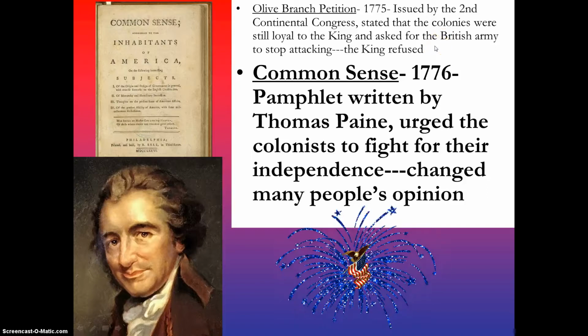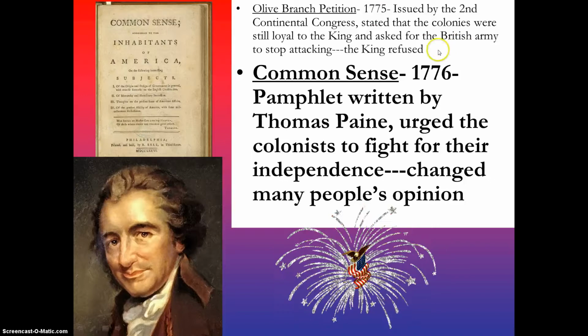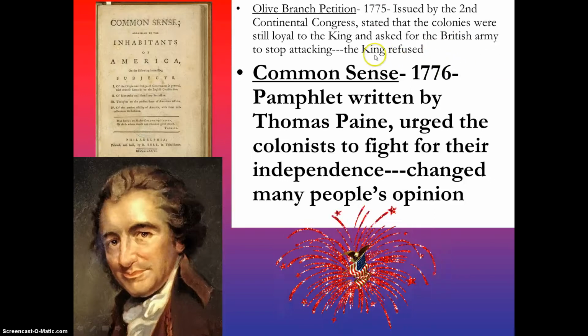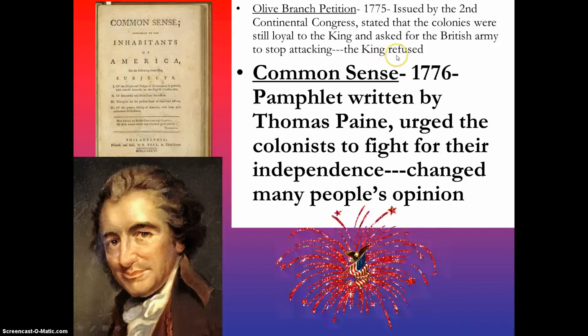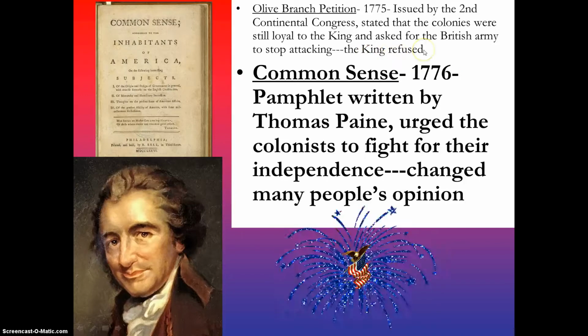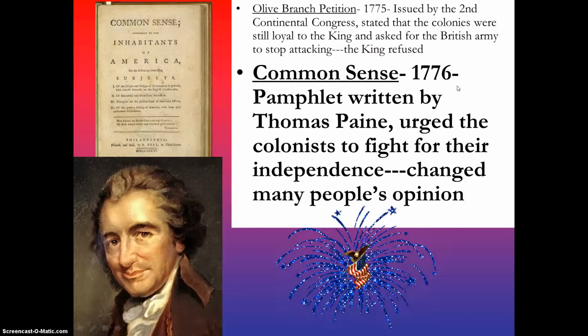They say that they're still loyal, but they want the British to stop attacking them. At this point, this is when you've gotten your parents so mad that they're past just grounding you and they're like sending you away to military school or something. The king's saying, no way. So now we get to the point where we can't turn back.